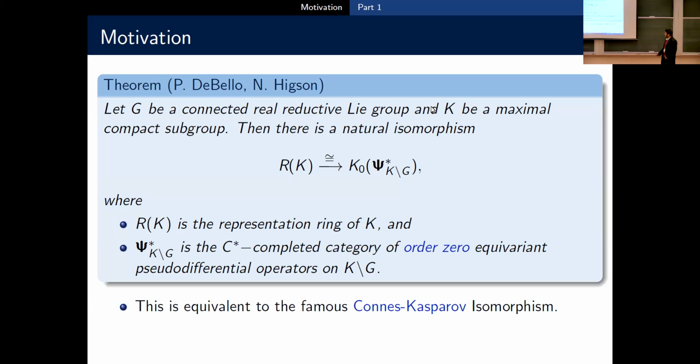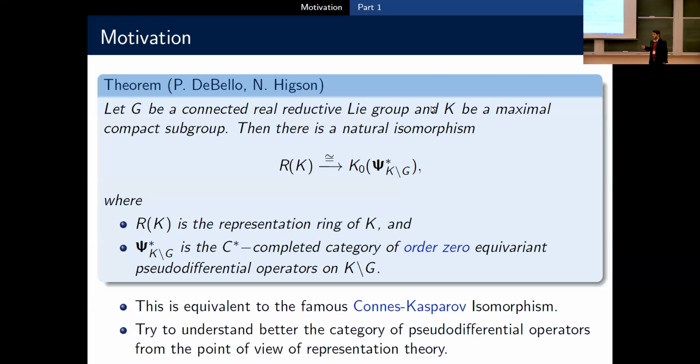Now this isomorphism they have got is equivalent to the Kohn-Kasparov isomorphism, and just from this one has a natural question: one wants to understand order 0 operators, or order 0 equivariant operators, better from a representation theoretic perspective. So that's the question we are trying to get towards.